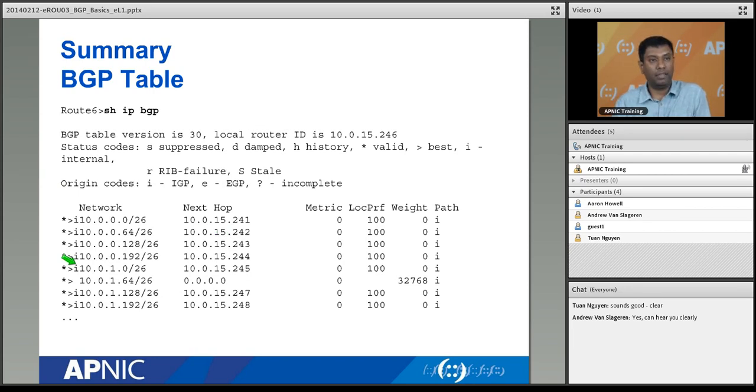And there are some flags, like the prefix origin codes I, E, and question mark. If you see the prefix with the greater than sign, that is the best path. Okay, and that's your next hop, like to reach this destination, through which interface it will go. And those are examples of BGP attributes, for example metric, local pref. We can discuss those BGP attributes in a future presentation, because we have another module called BGP attributes and path selection process. In that one, we can explain all those attributes.